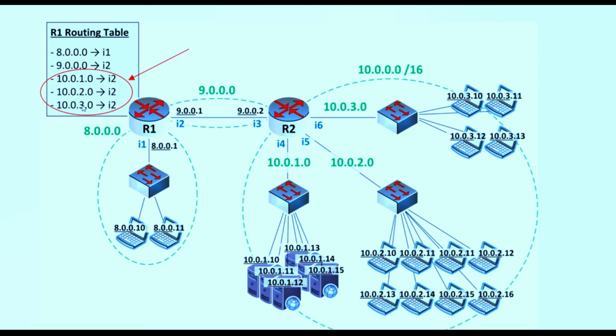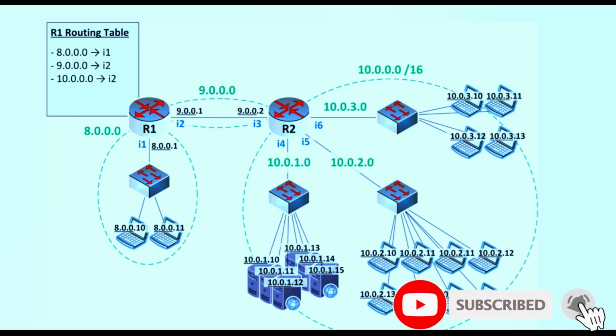So what I want to do is simplify the process here. I'm just going to replace these 3 routes with one route. This is basically called a summary IP address, but we'll talk about that later, I promise. For now, what happens here is this router receives a packet with destination address 10.0.something. The last 2 octets could be anything.